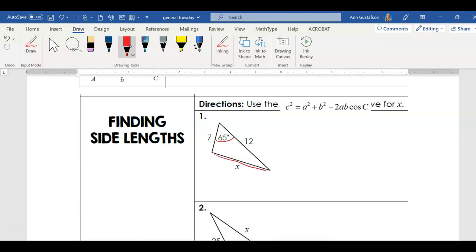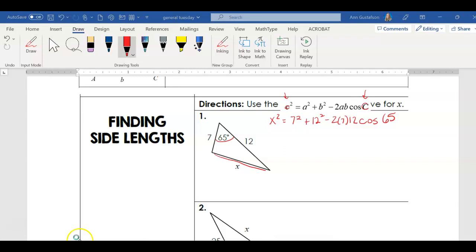While I'm looking at this, I notice that I have an angle and the side opposite. So that's what's going to go in for c and for big C. Big C is going to be an angle and little c is going to be a side. Then 7 and 12 are going to be the a and the b. So if we start this one out, x squared equals 7 and 12, in any order, so they get squared, minus 2, and then a we decided was 7, and b we decided was 12. So this will multiply 2 times 7 times 12 times the cosine, and then this is where the angle goes, so 65 degrees.